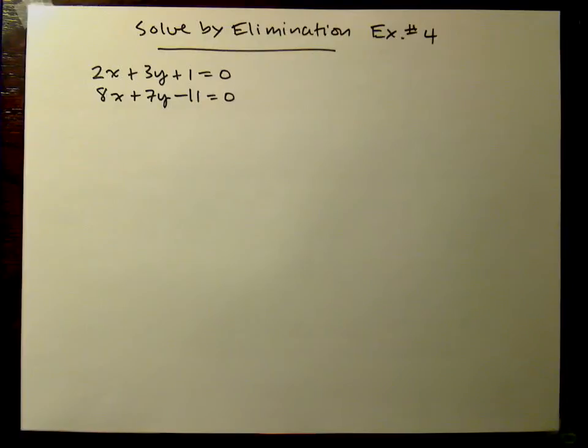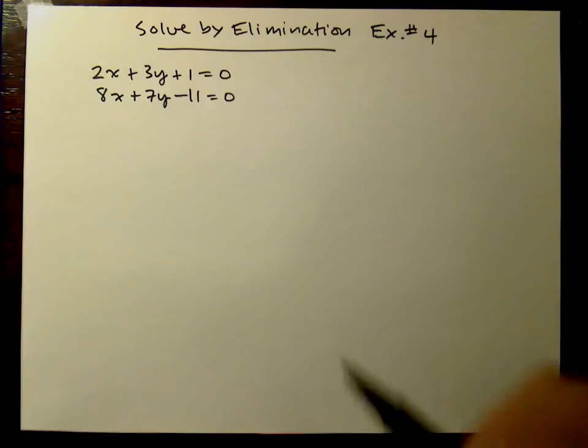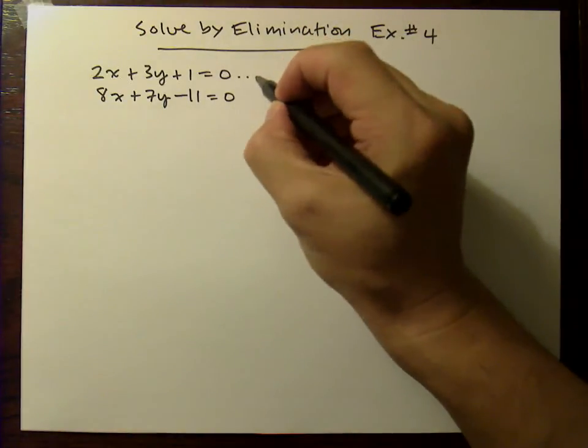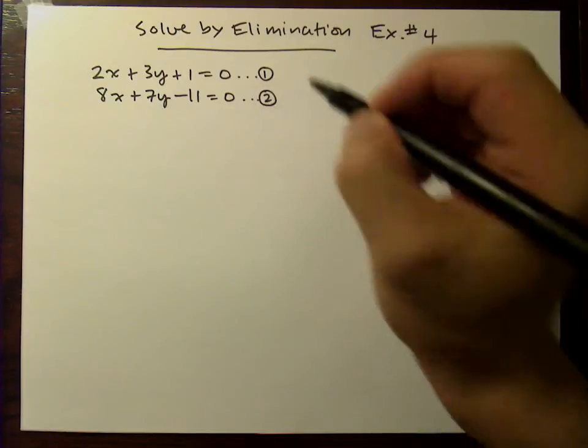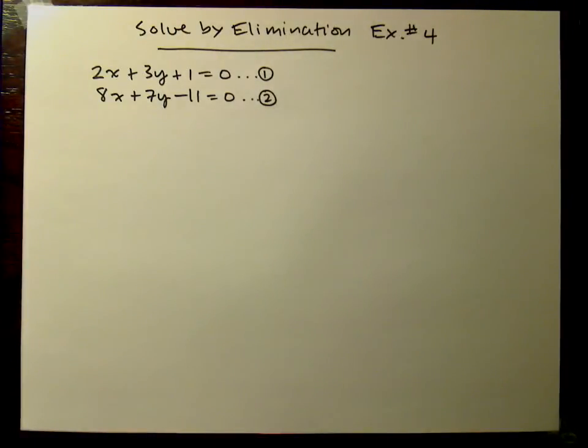Welcome. In this tutorial we will be using the elimination method to solve a system of linear equations. This is example number 4. Let's start by labeling the equations, equation 1 and equation 2. Next we will inspect the equations to see if there is an easy way to eliminate one of the variables.